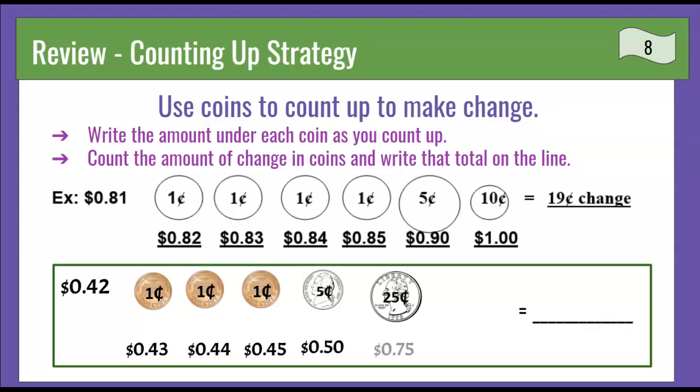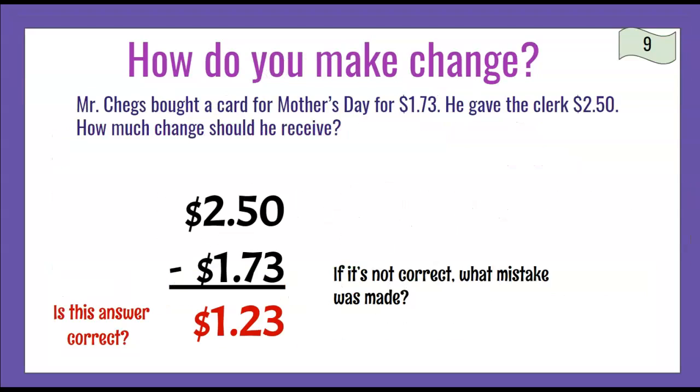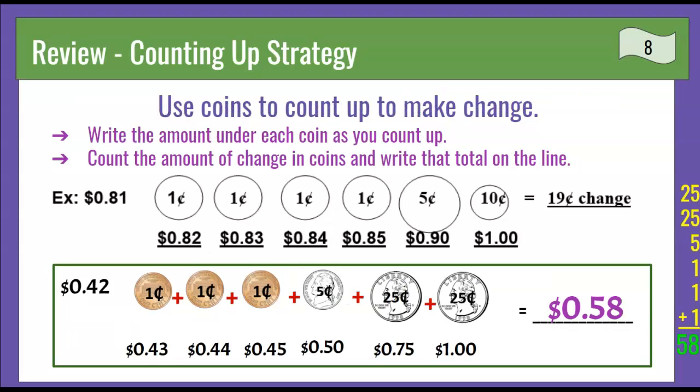So 50 cents plus a quarter gives me 75 cents. Add another quarter, and then we get our $1. So again, if we add up those 3 pennies, the nickel and the 2 quarters, 25, 5, penny, penny, penny, we get a total of 58 cents. And that would be the change that we get back. Same answer that we got when we subtracted, different strategy. Okay, so let's practice again.